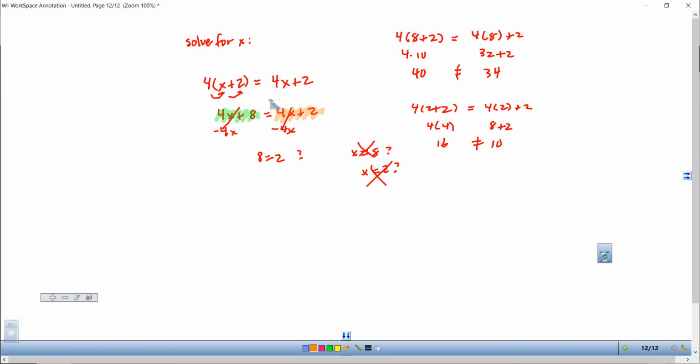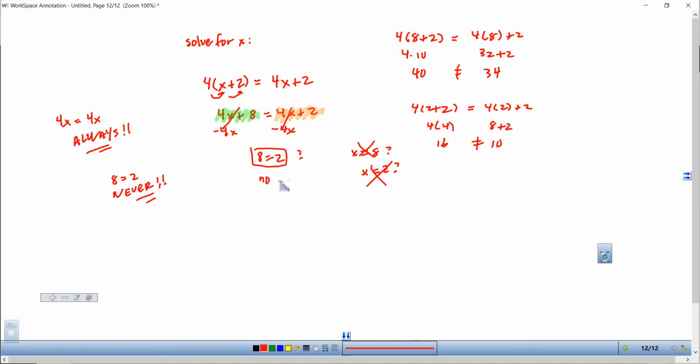No matter what we put in for x, 4x will always equal 4x. Those two will always be equal. So that leaves 8 equals 2. Well, when was 8 equal to 2? Never. So if we take away the part that is always equal, we're left with something that is never equal. So this is never true.